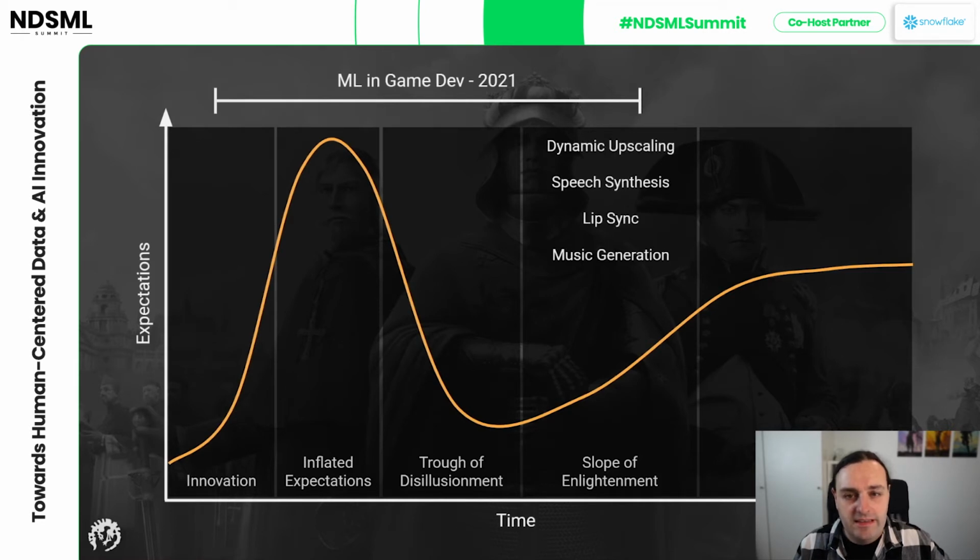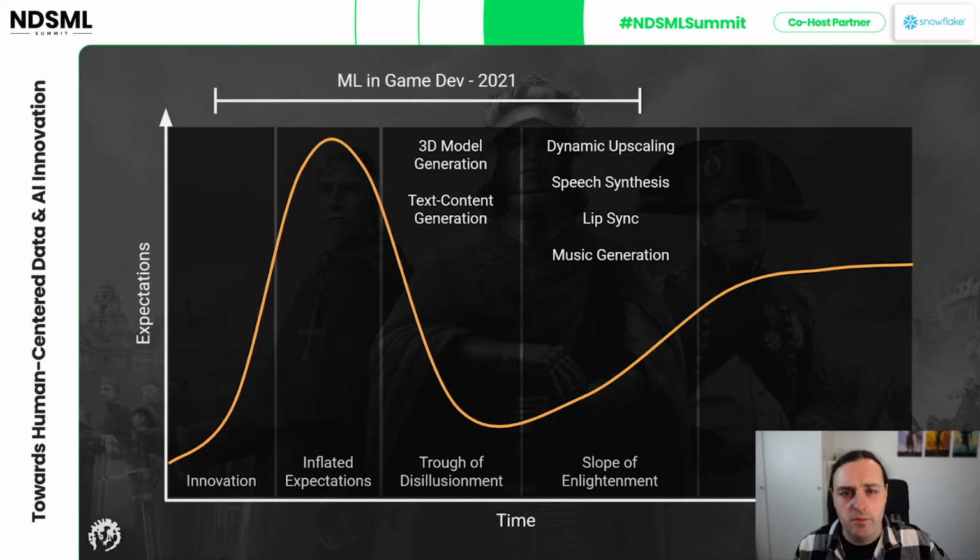Some of the techniques that I see as moving up the slope of enlightenment right now are dynamic image upscaling, which allows for higher resolution gameplay upscaled from a lower resolution source image. This means that gamers can play at 4K even if parts of the game are rendered at 1080p without a huge performance cost or loss of quality. Otherwise, speech synthesis and lip syncing 3D models to pre-generated audio files are also reaching new levels of maturity.